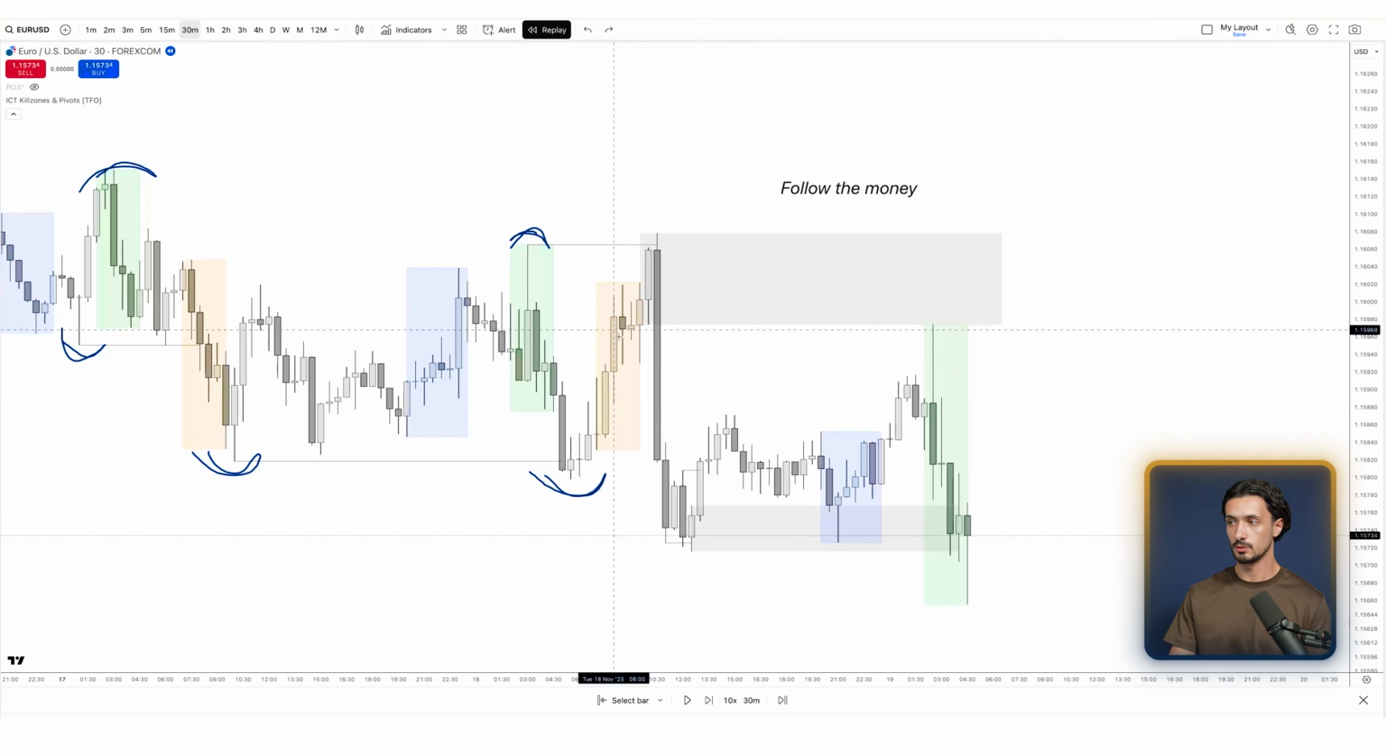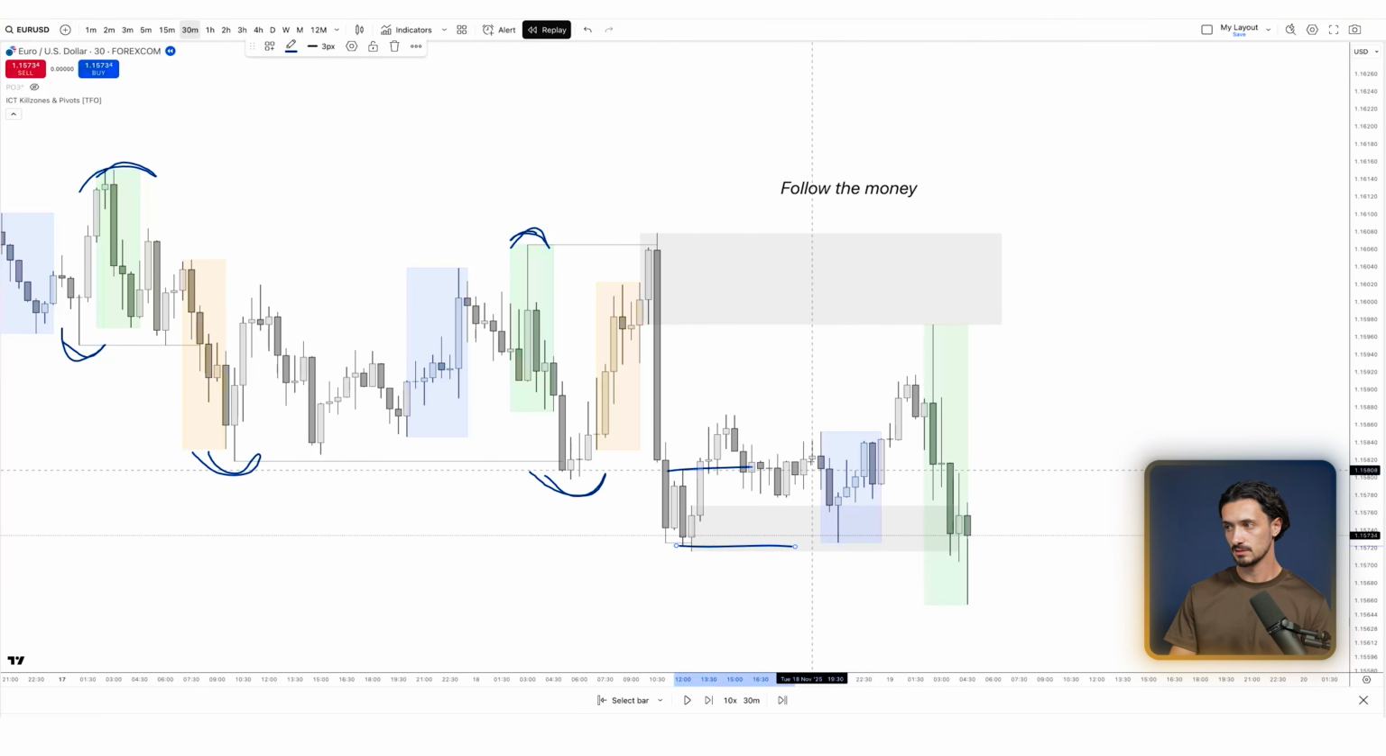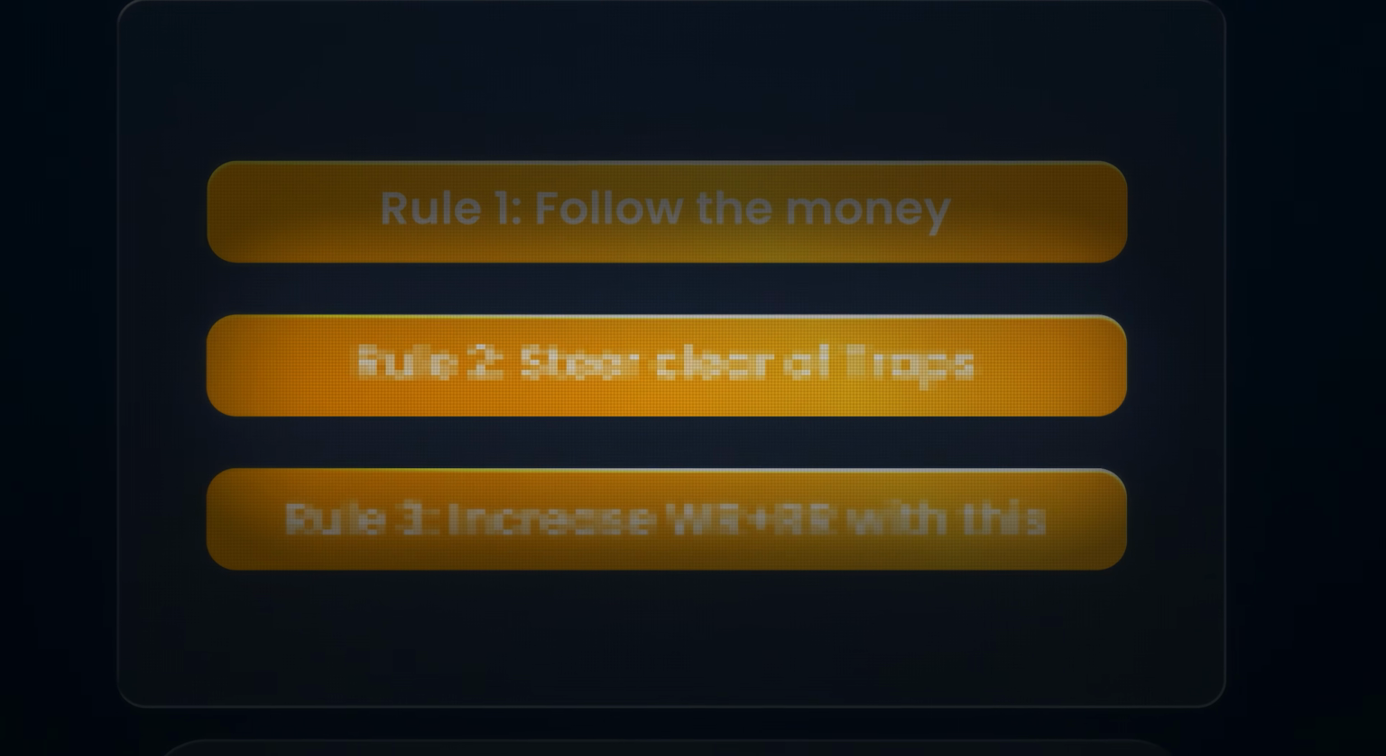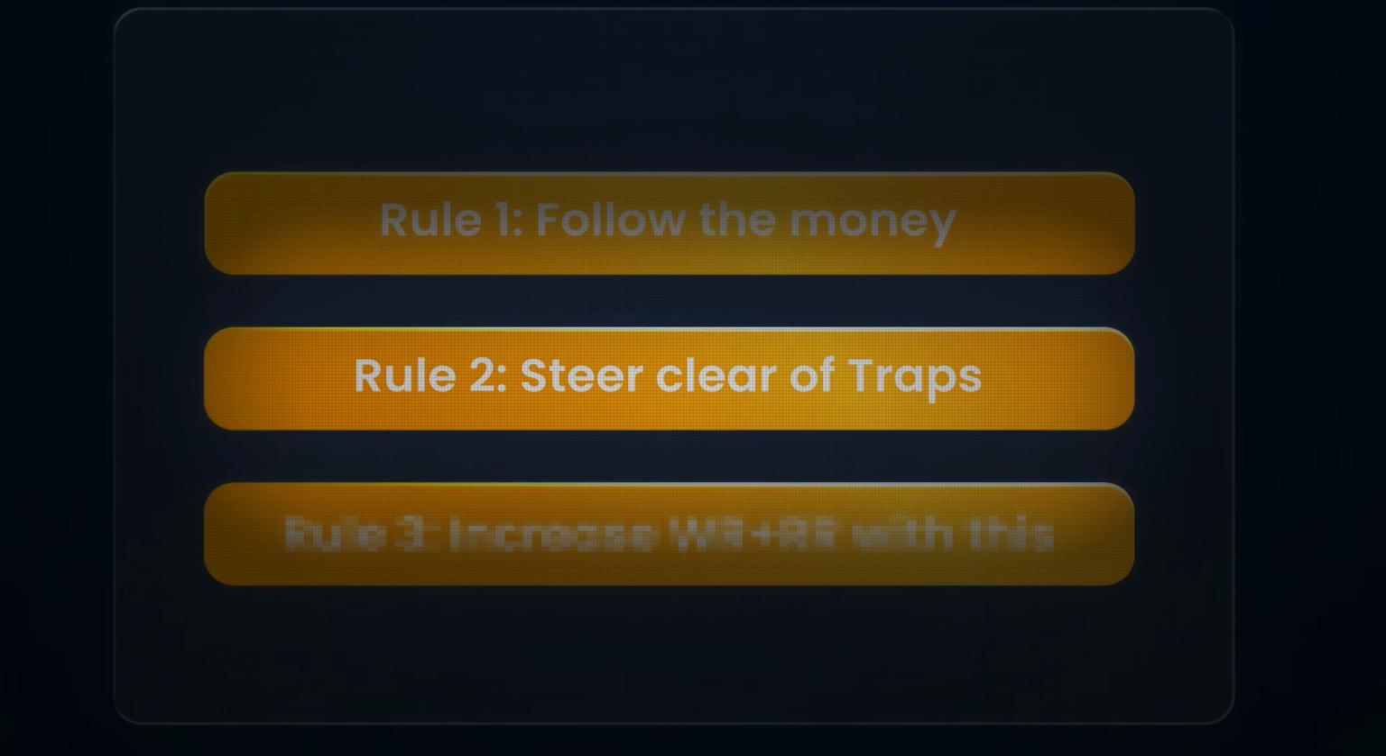You want to be the person who's patient enough to wait for this level, not impatient enough to try to trade this or this. Because again, it might have a little bit of a reaction, but eventually it's just going to fall through. It's going to fail. So principle number 2, avoid the traps.